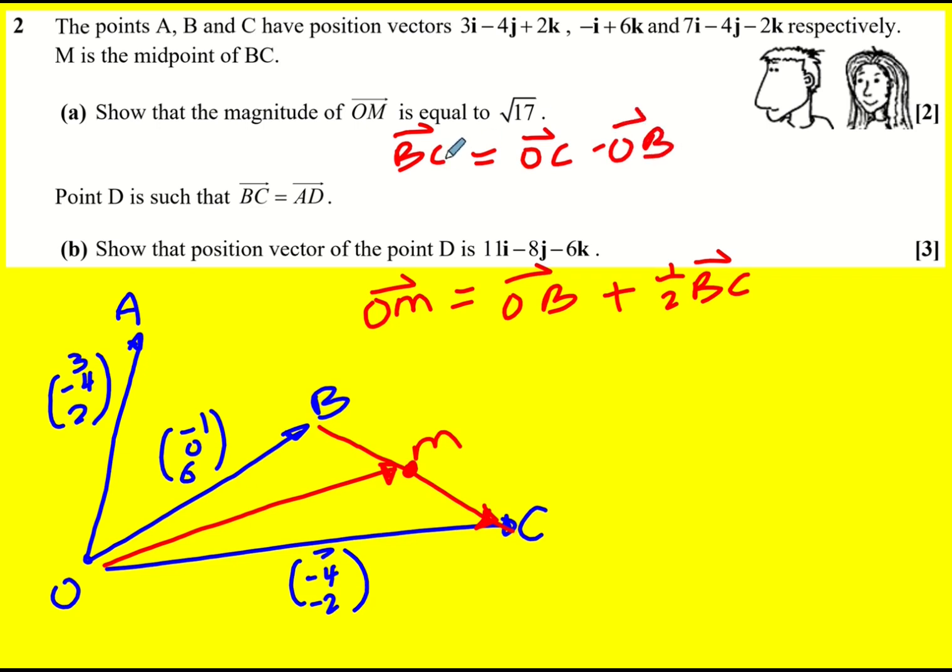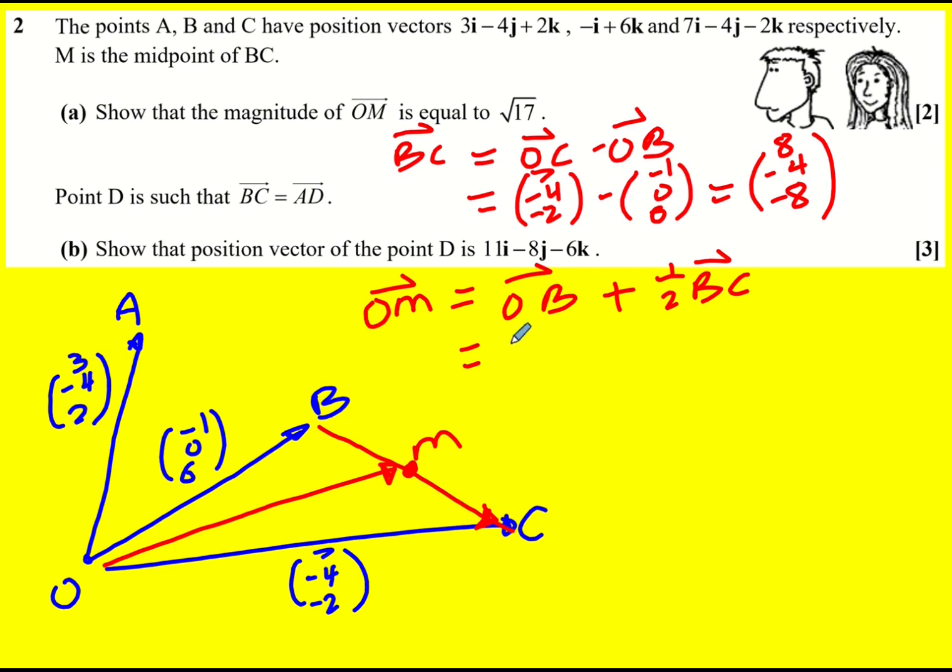You always basically do the second minus the first, but I tried to explain where that came from. Because it's BO, which is minus OB, plus OC. That's the same as OC minus OB. Right, and then I'm going to use this column form. So 7 -4 -2 minus -1, 0, 6, which gives me 8 -4, and that was a 6, so it's going to be -8.